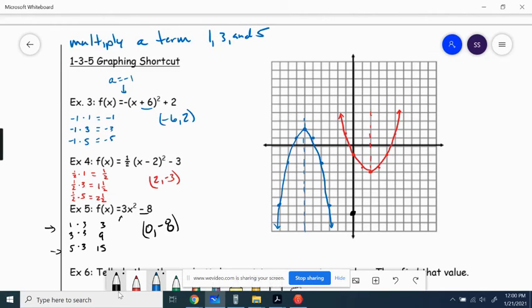So I'm going to go over 1 up 3, 1, 2, 3. And you can kind of just do this in one step. If you know that the axis of symmetry is basically going to be the y-axis, you can go in the opposite direction to create the mirror image right away.